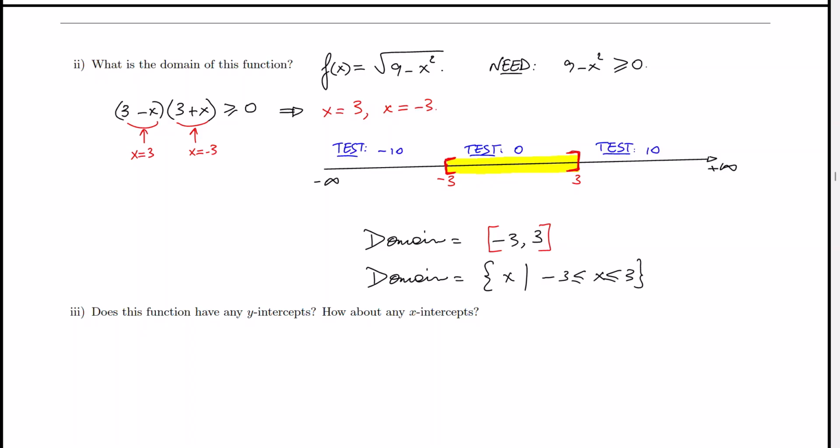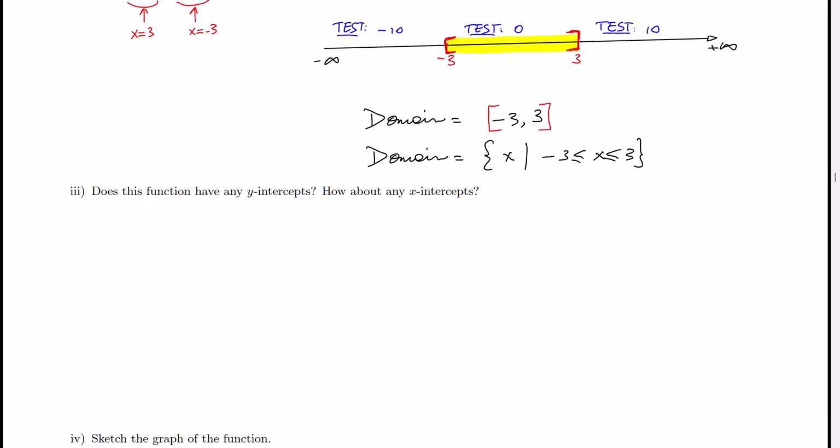Okay, so for part 3, it's asking us if this function has any y-intercepts or any x-intercepts. So this is the same as before. To answer this question, we'll have to make either the x be 0 or the y be 0 and figure out what the answer is. So let me begin with the easy one, which is the y-intercept. To find the y-intercept, I'm just going to let the x be equal to 0.